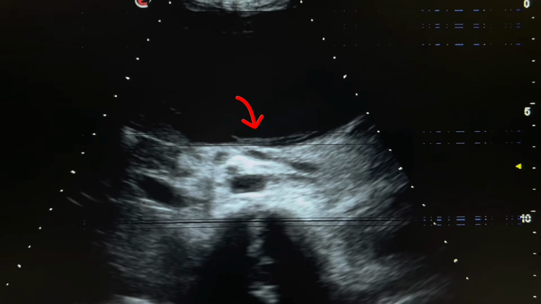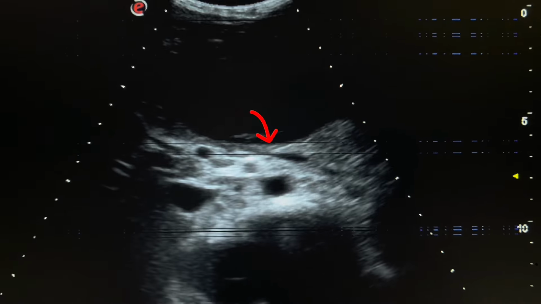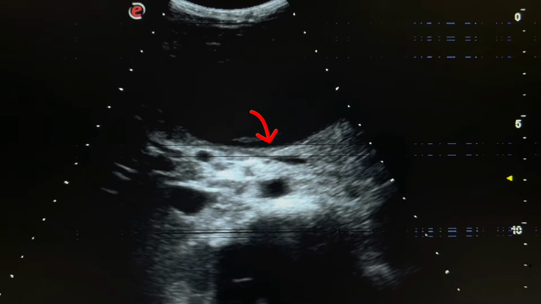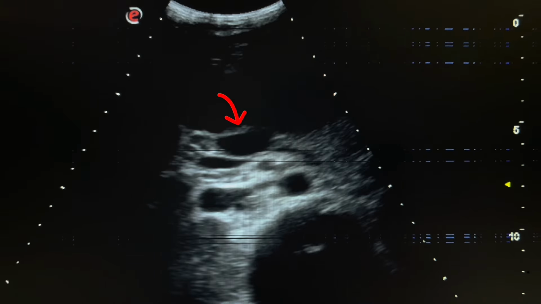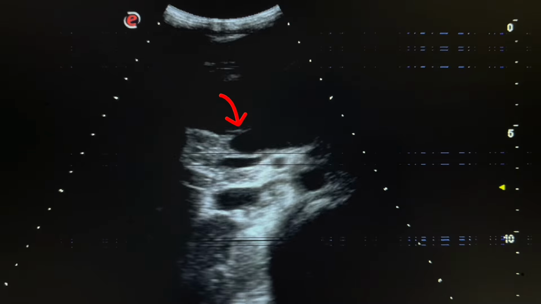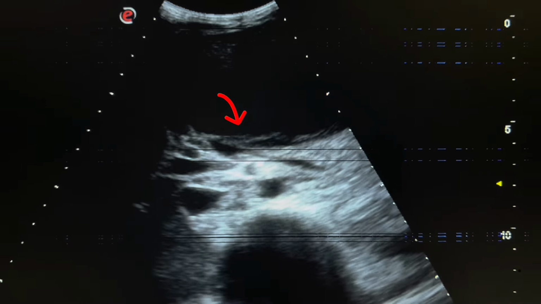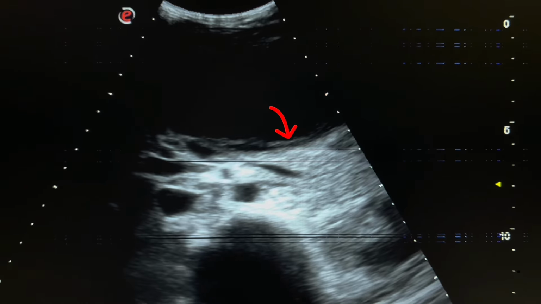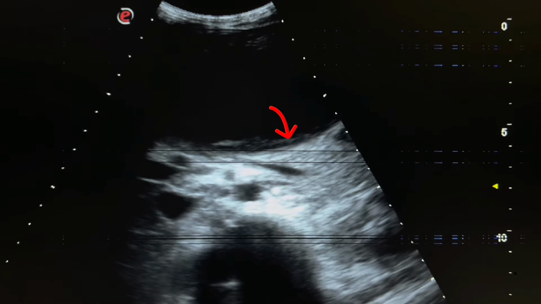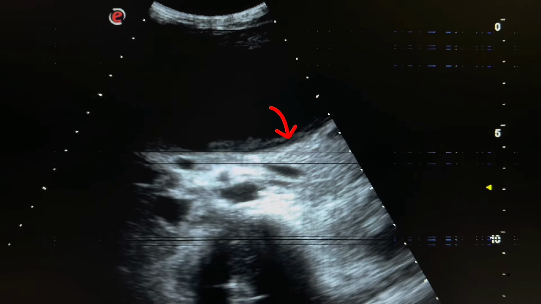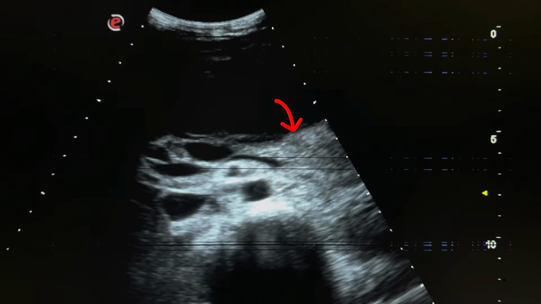Now we will scan the pancreas. Here we see the splenic vein, which is compressed by the cyst. And this is the pancreas. The visualized part of the pancreas shows homogeneous texture and is normal.